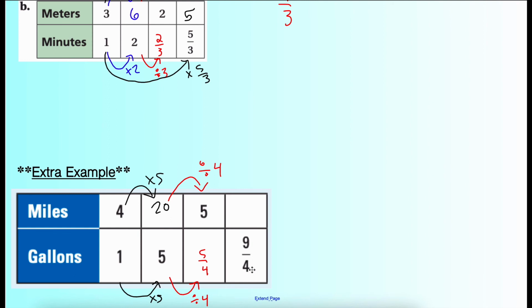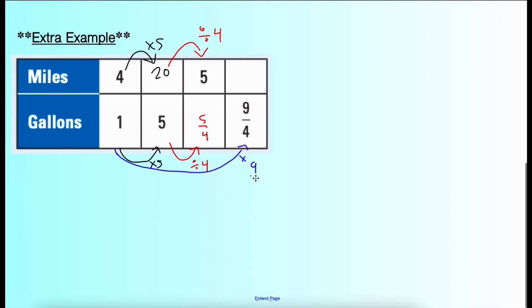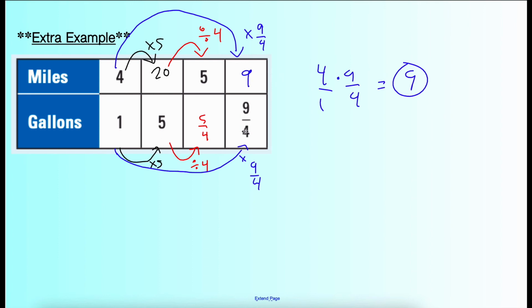Then lastly, how do I get to this 9/4? You can do all the jumping through hoops that you want. The most straightforward way to get there, though, is to get from 1 to anything. You just multiply by that value. So 1 times 9/4 is 9/4, which means 4 multiplied by 9/4 will get me my missing value in the table here. So 4 times 9/4 is 9. So with 9/4 gallons, I can travel 9 miles.